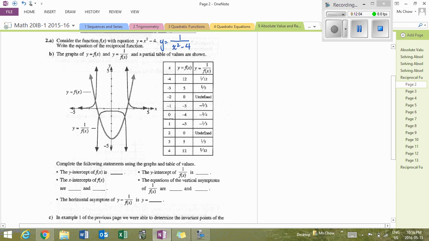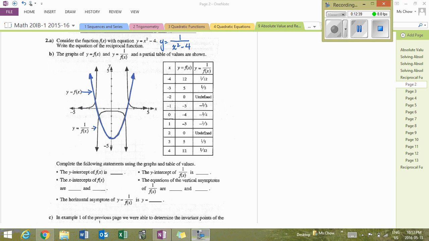So they've once again given you a partial table of values, and right here, this gray one, or the lighter colored one, is your original function. So that is your y equals x squared minus 4, versus all of these extra little bits here. That is your reciprocal function of 1 over x squared minus 4. So again, hit pause and fill in those blanks there.